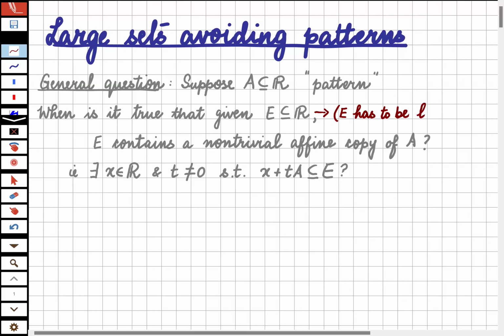So this is a very intuitively obvious concept. For example, if A is a 3-point set and E consists only of 2 points, then there is no way E can contain any non-trivial affine copy of A. So that, of course, has to be true. But we are going to see today that a lot depends on the exact formulation of largeness, and sets that are large according to some metric may still be able to avoid existence of non-trivial patterns. So let's talk about an example.